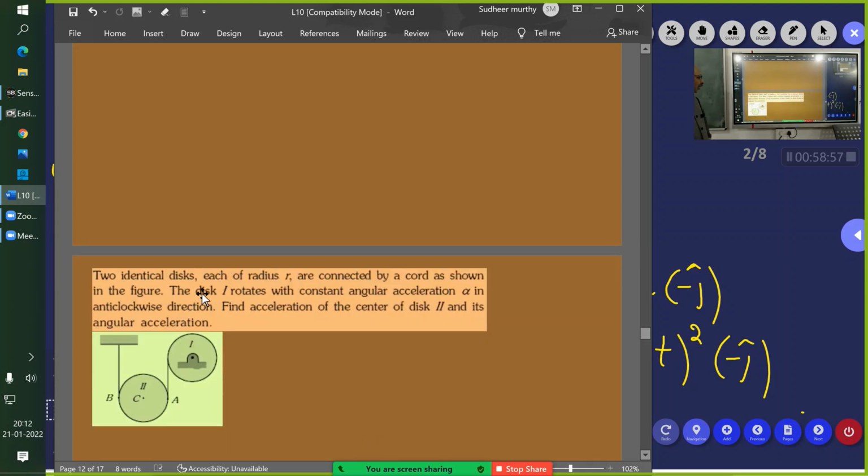Handle this. Two identical discs, each of radius r, are connected by a cord as shown in the figure. Disc 1 rotates with constant angular acceleration alpha in the anti-clockwise direction. See, this is a thread which is on this. This is rotating anti-clockwise, so the thread is getting looser. Find the acceleration of the center of disc 2 and its angular acceleration.